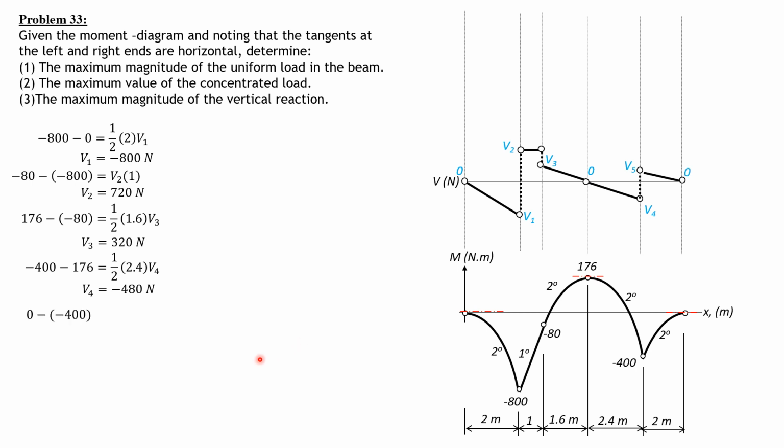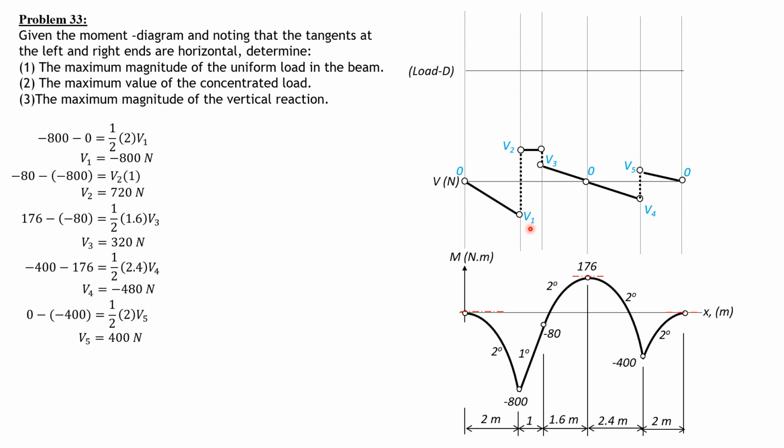So 0 minus negative 400 equals 1 half of 2 times V sub 5. V sub 5 therefore is positive 400. So this is the shear diagram. It is already complete with the ordinates. So let's now have the load diagram.